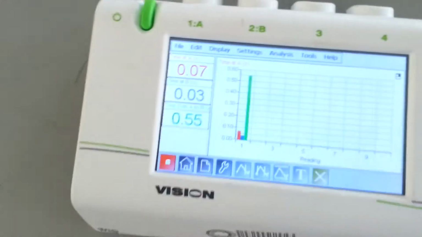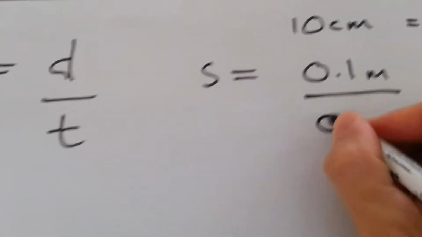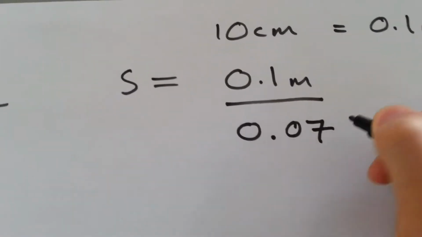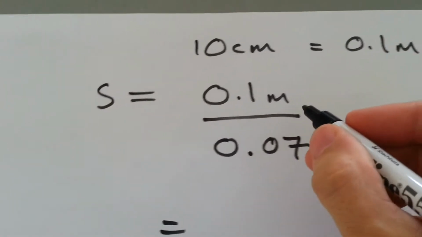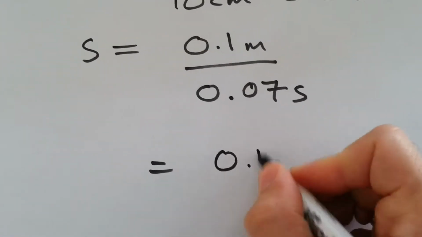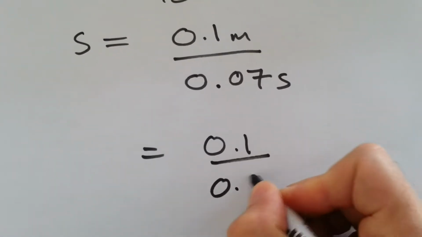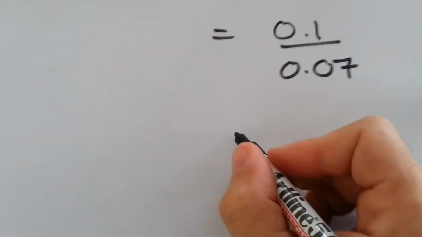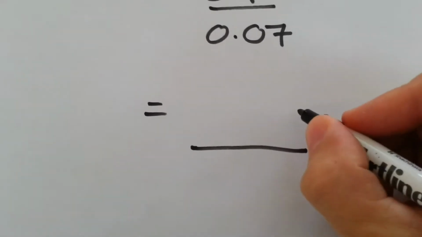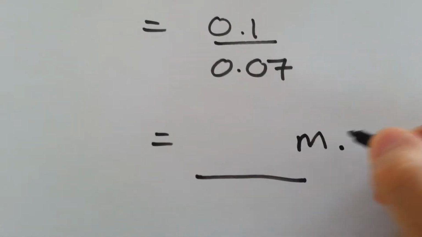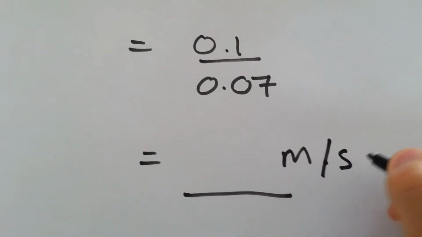And if you recall, our time from the screen was 0.07 seconds. So speed is distance divided by time. So 0.1 divided by 0.07. And that gives us our answer when we work it out. Remember, we need to have our units on there. So that will be in metres per second.